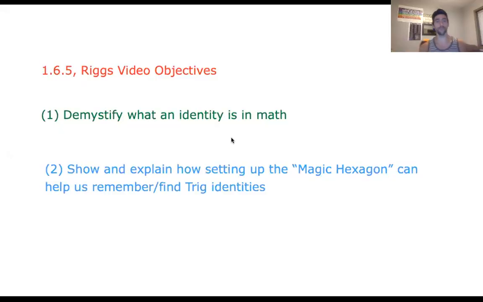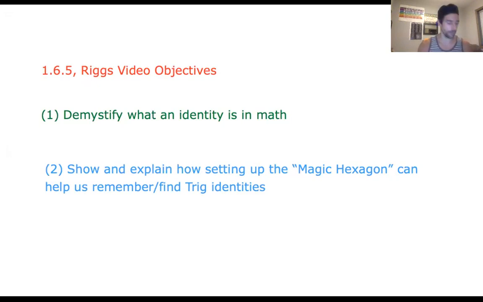I'm going to start by sharing the objectives for this video. I want to demystify what an identity is. You're actually very familiar with math identities. You've seen them throughout your entire math career, and trig ones are just another version of what you've seen before. So I'm trying to demystify what might seem like a scary idea of a trigonometric identity. And then I want to show and explain how setting up the Magic Hexagon can help us remember and find trig identities if we're struggling to find a limit that requires one that maybe we don't know off the top of our head.